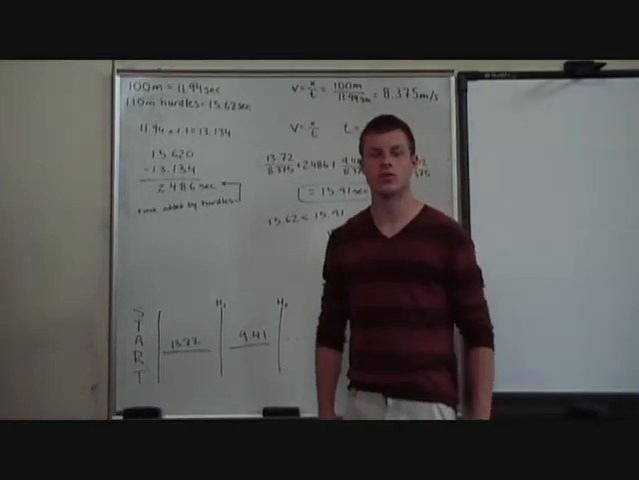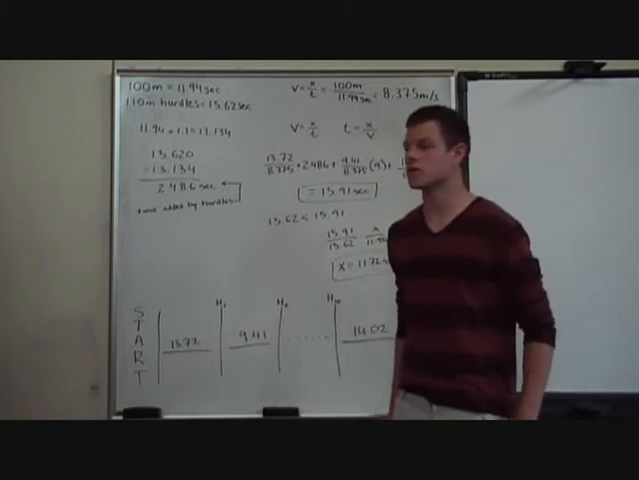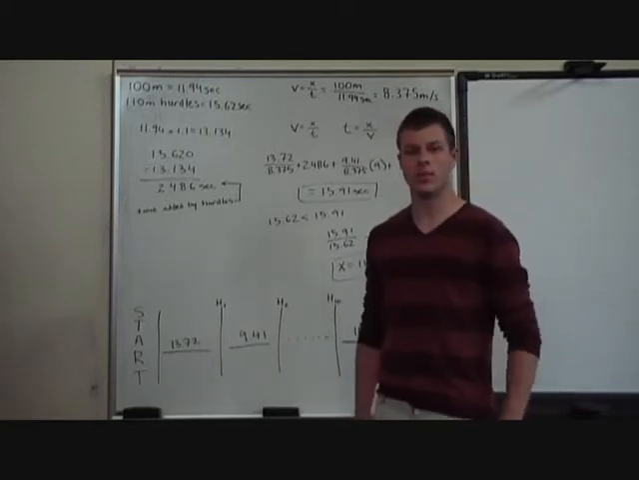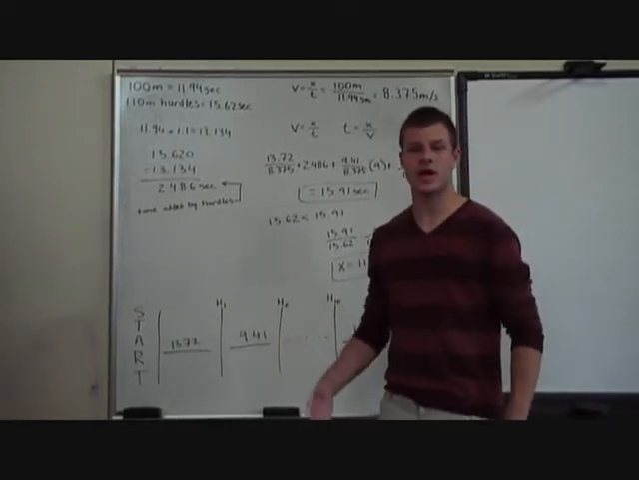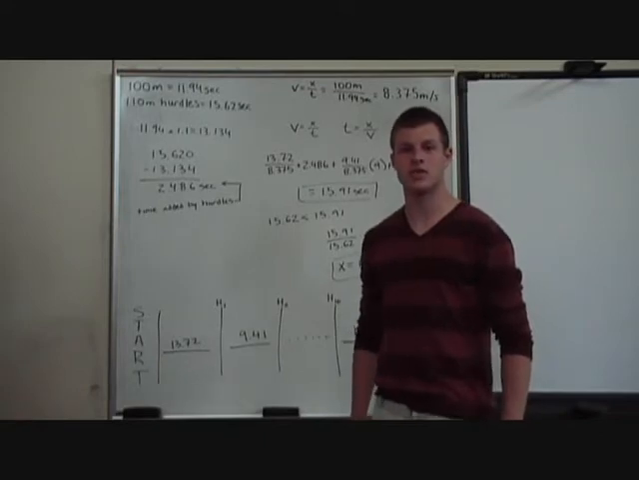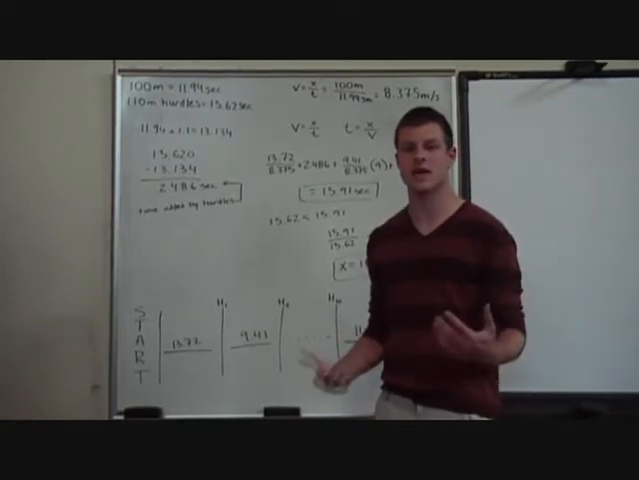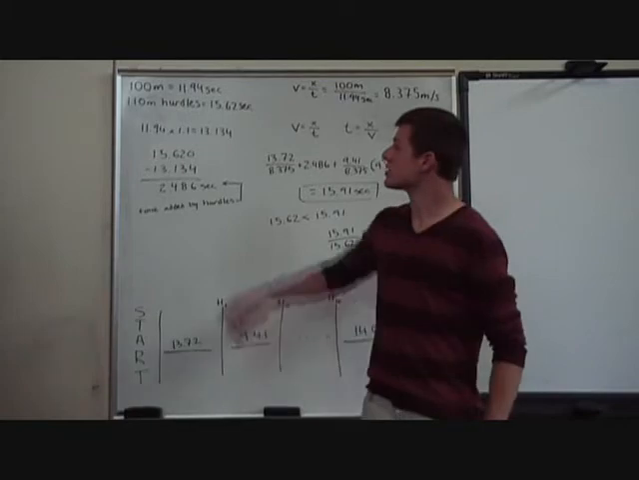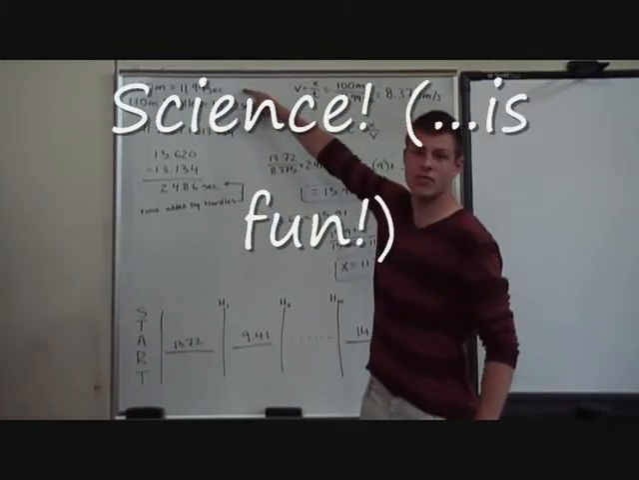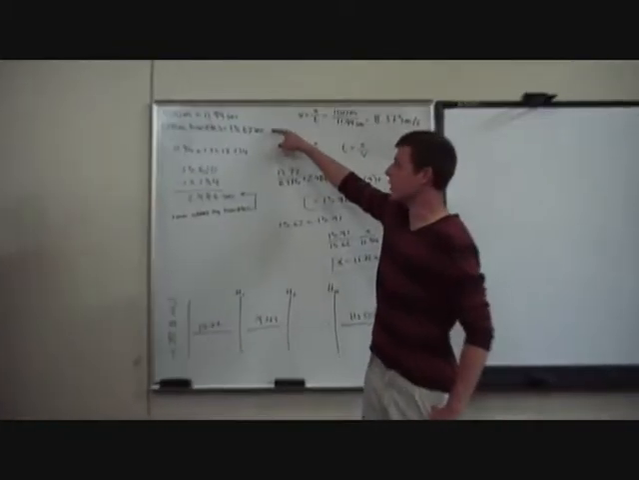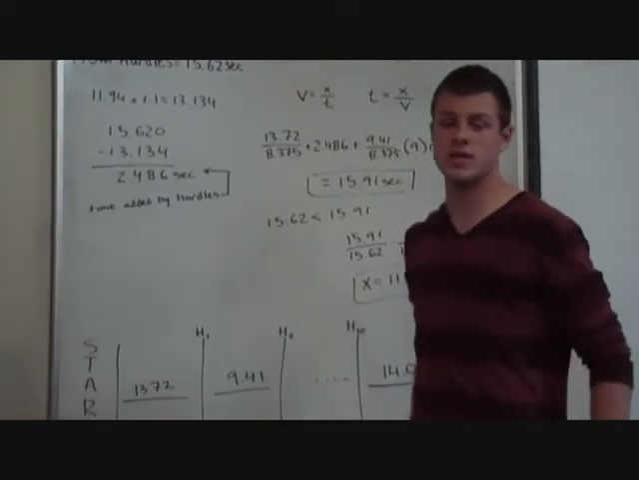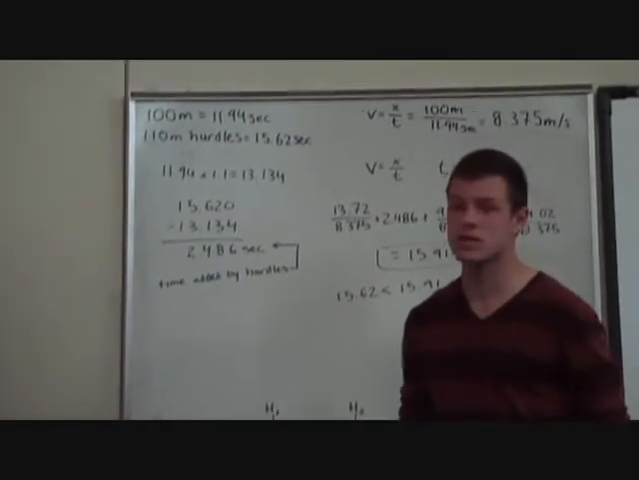Alright, so we're going to look at hurdles first. And we're going to first look at, compared to my actual times that I run, if we can use some math to find the fastest times I could hypothetically run. So we're going to start. My 100-meter time is 11.94, and my 110 hurdles time is 15.62 seconds.